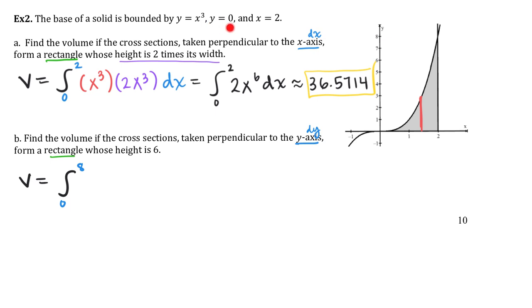So y is 0. That makes sense. The highest y is going to be when x is 2. So when I plug in 2, I get 2 cubed, which is 8. That makes sense. Okay, now the cross section is perpendicular to the y-axis.